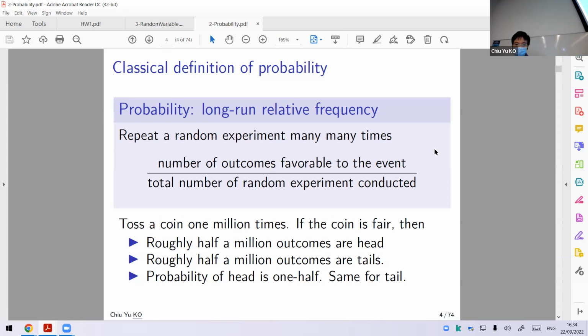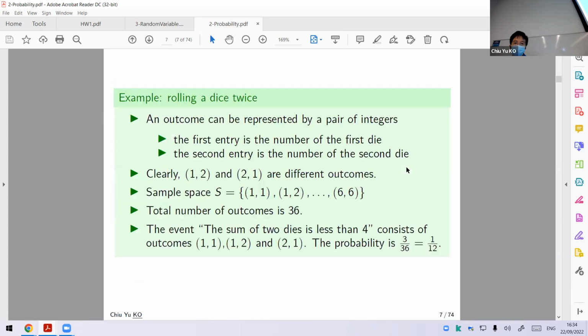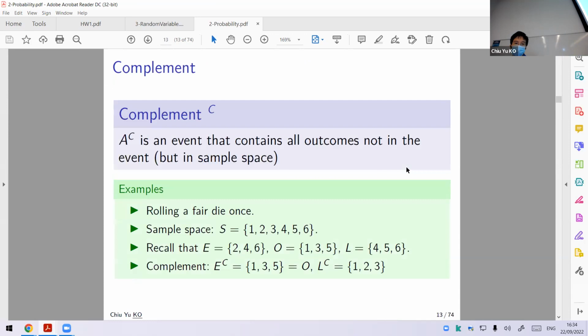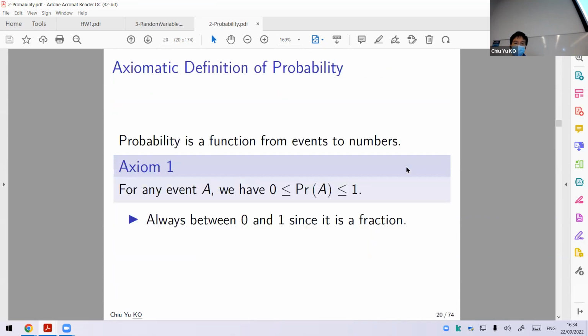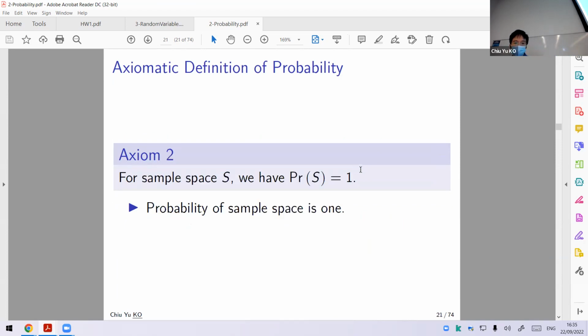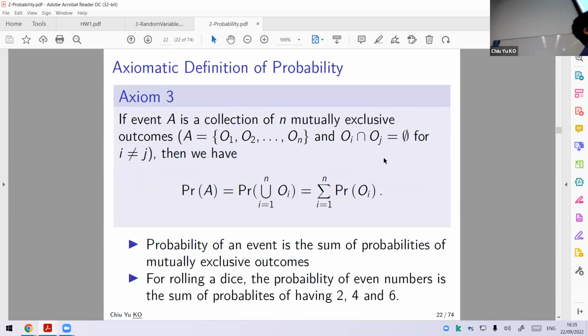And we know this is going to hold for our axiomatic setup, right? We define probability also from 0 to 1, and the whole sample space is 1. Okay, so what is different from the classical idea about the ratio is axiom 3, which says that if an event can be decomposed into mutually exclusive outcomes, the probability of that event will be the sum of the probability for each outcome.